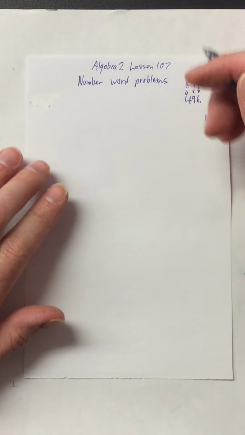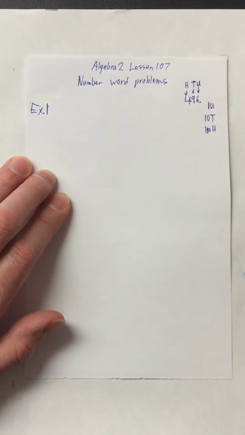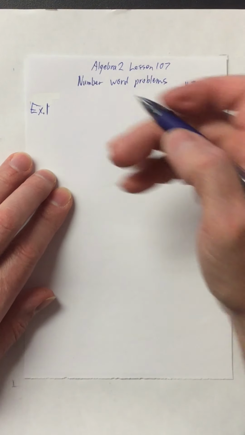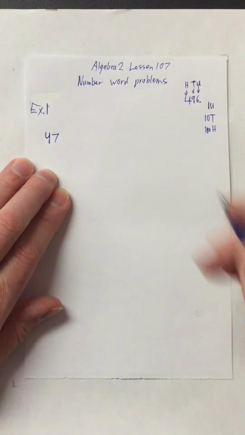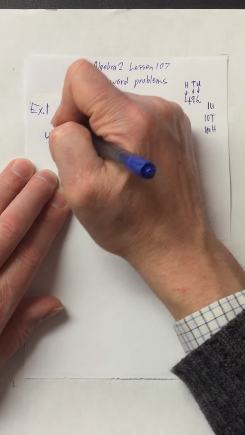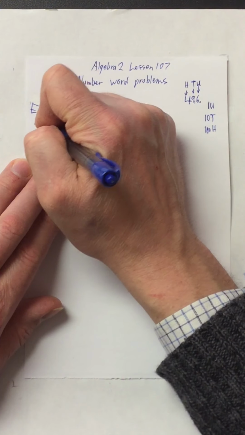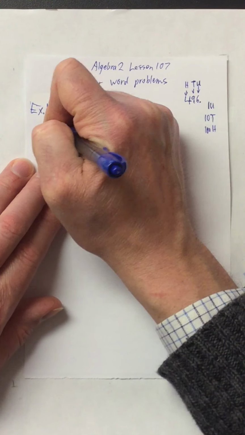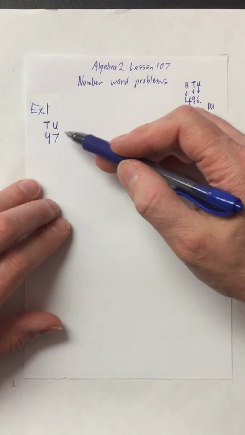So in example 1, I want to work backwards. If you look there, the answer is 47. In relation to our variables, the 7 is the U, and the 4 is the T value for the tens. So in this particular case, we're going to work backwards. I wanted to show you that.